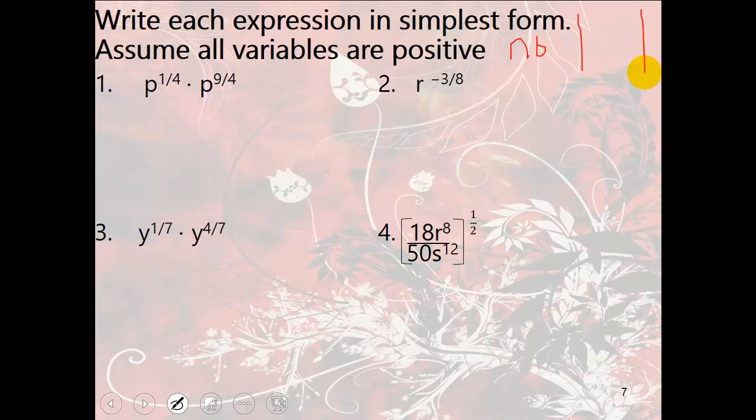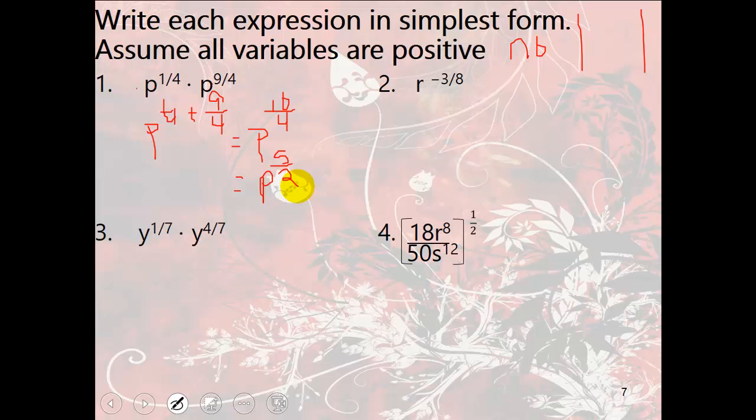So this is p to the 1/4 plus 9/4 because I have like bases and I'm multiplying them. So that's p to the 10/4. And then I'm going to simplify. That's p to the 5/2.